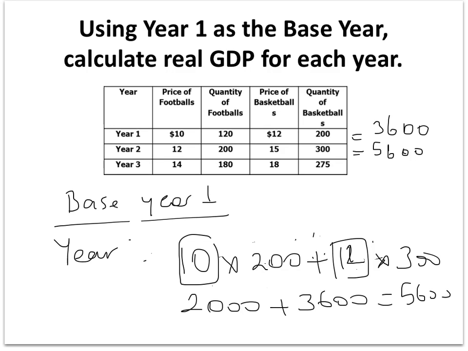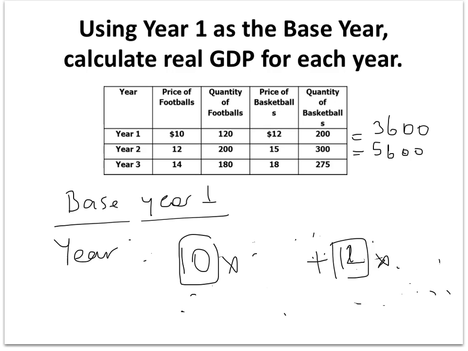Again, the same thing. I don't need to change the price, right? Because I'm going to use the constant prices, which are the base year's prices, but the quantities need to be changed. So let's write the quantities for year 3. Year 3, the quantity is 180, and for basketball is 275. Let's calculate using the calculator. So it will come up to 5,100.